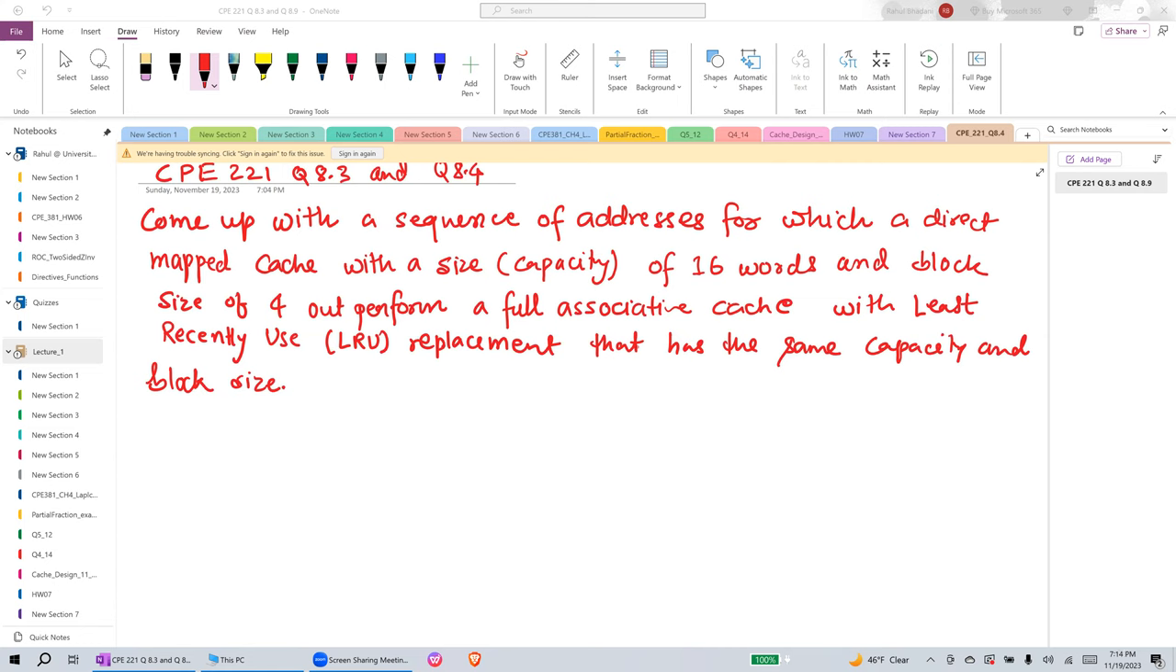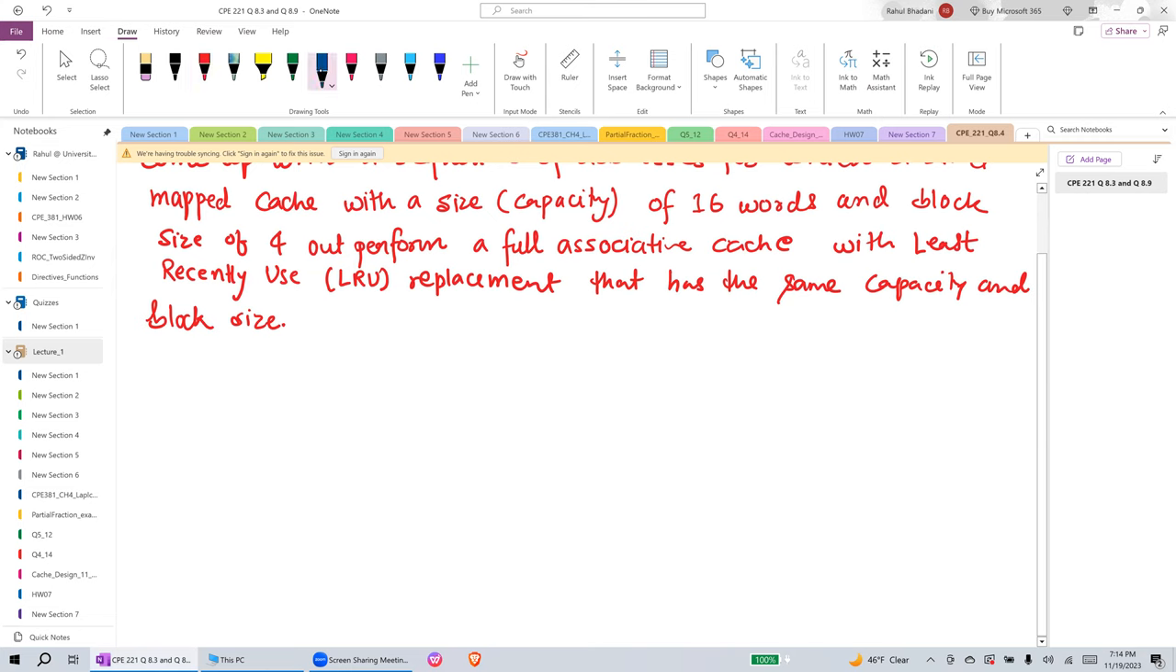Problem 8.3 says to come up with a sequence of addresses for which a direct mapped cache with a size of 16 words and block size of 4 outperforms a fully associative cache with least recently used replacement that has the same capacity and block size. So how does this work out?